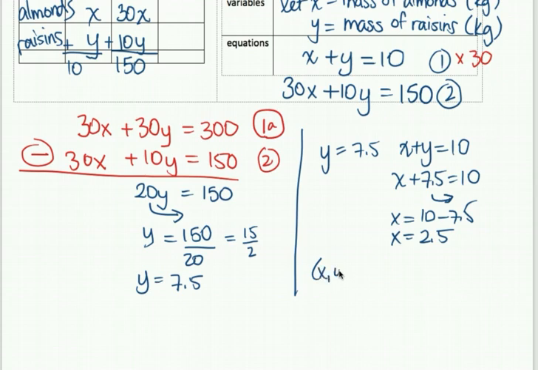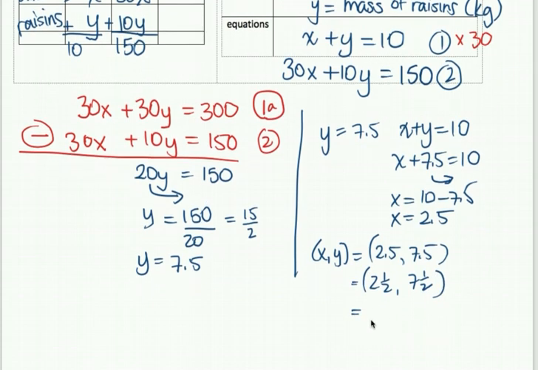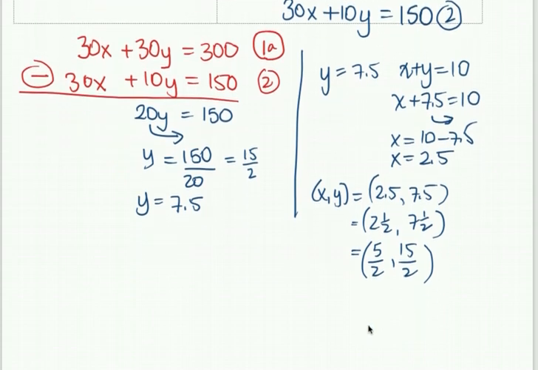Again, we have the x first, so 2.5 and 7.5, like that. Or we can change it to improper fractions as well: 5/2, 15/2. All right, so in the end, we're making our therefore statement.